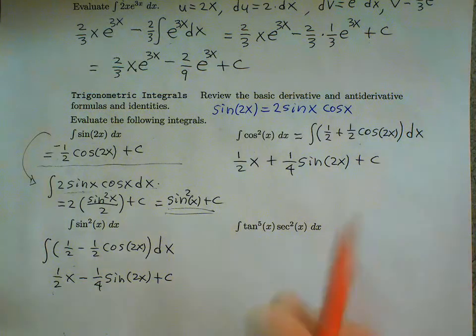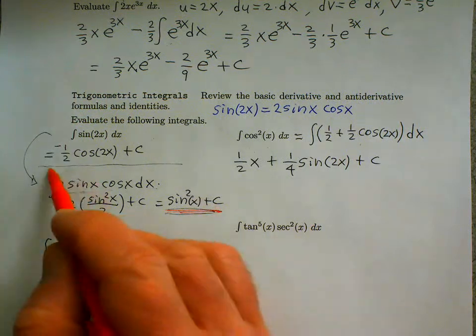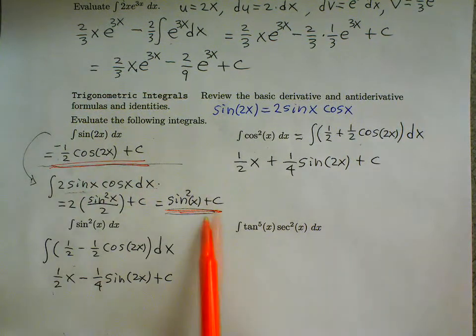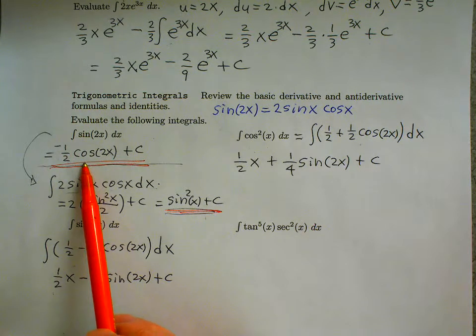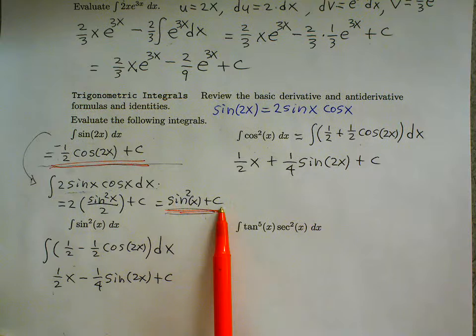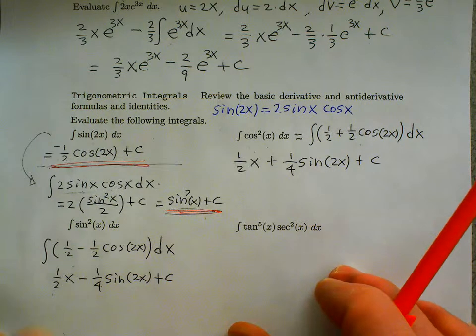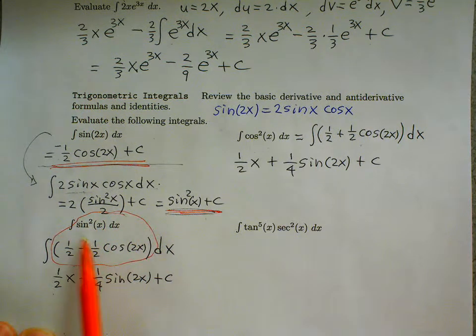Earlier I mentioned these two antiderivatives of the same function. One is negative 1/2 times cosine of 2x plus a constant. And the other one is sine of x squared plus a constant. So using this identity, we see that sine of x squared differs from negative 1/2 cosine of 2x by a constant.